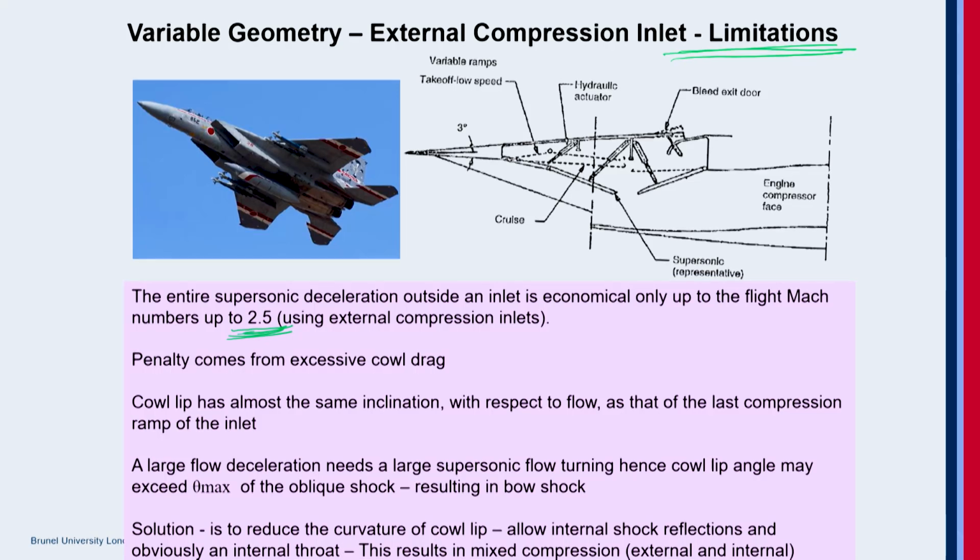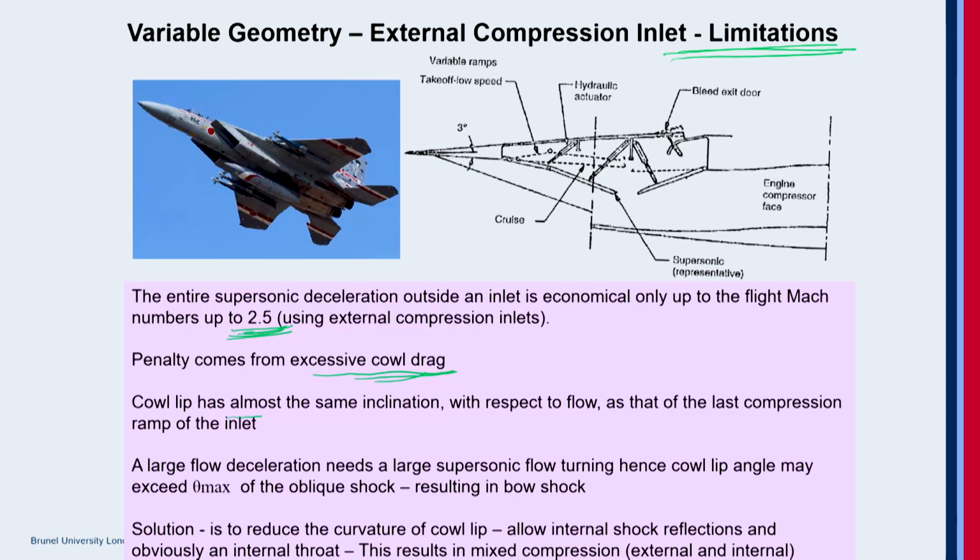because in order to decelerate the flow, you need to have multiple compression ramps. We have seen single compression ramp, dual compression ramp, triple compression ramp. The more shocks in the train, the more efficient the deceleration, but at the same time the flow has to turn from here to here to here. Then the cowl lip position also has to turn. So the angle should be less than theta max. Otherwise, the shock will be thrown out as there's no oblique shock solution, and it ends up as a bow shock. The penalty comes from excessive cowl drag.